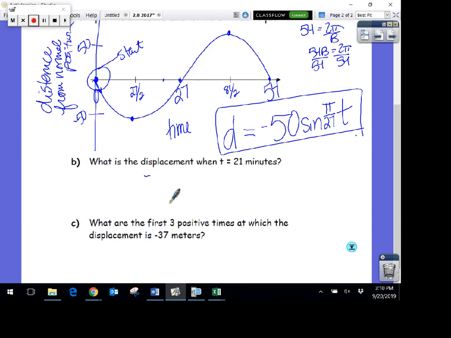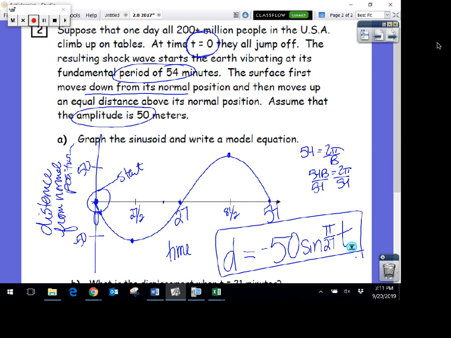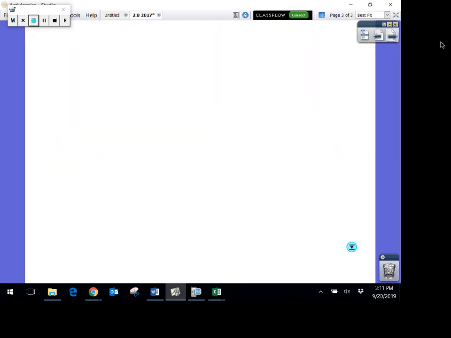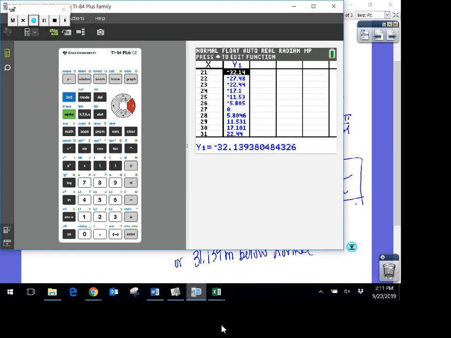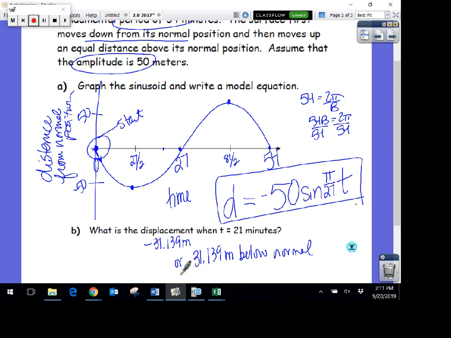So we can say negative 32.139 meters, or we can say 32.139 meters below normal. I'm okay with either one of those statements. Oh, what did I do? Did I write the wrong number? I did. What was my number right there? Oh, 32. Yes, please write 32.